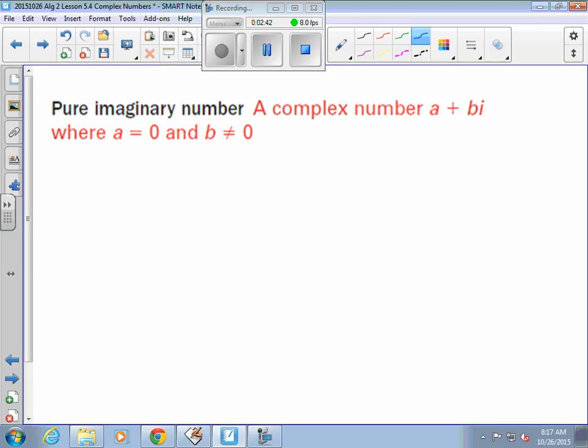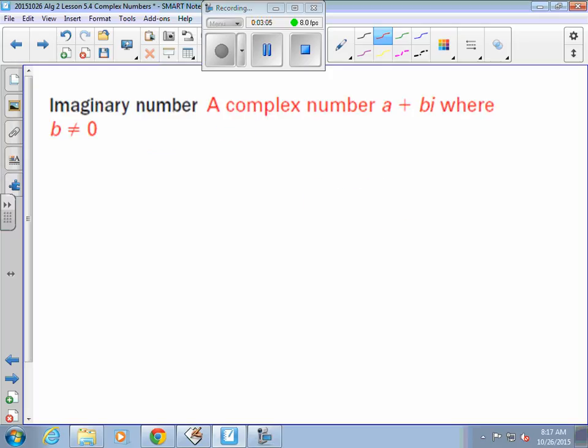And then a pure imaginary number is something where a's value is 0 and b's value is not. So a pure imaginary number doesn't have the a value. Like 3 plus 4i, this one's not pure, because this value is not 0. It's just like 4i. That's a pure imaginary number. That's the difference between an imaginary number and a pure one.